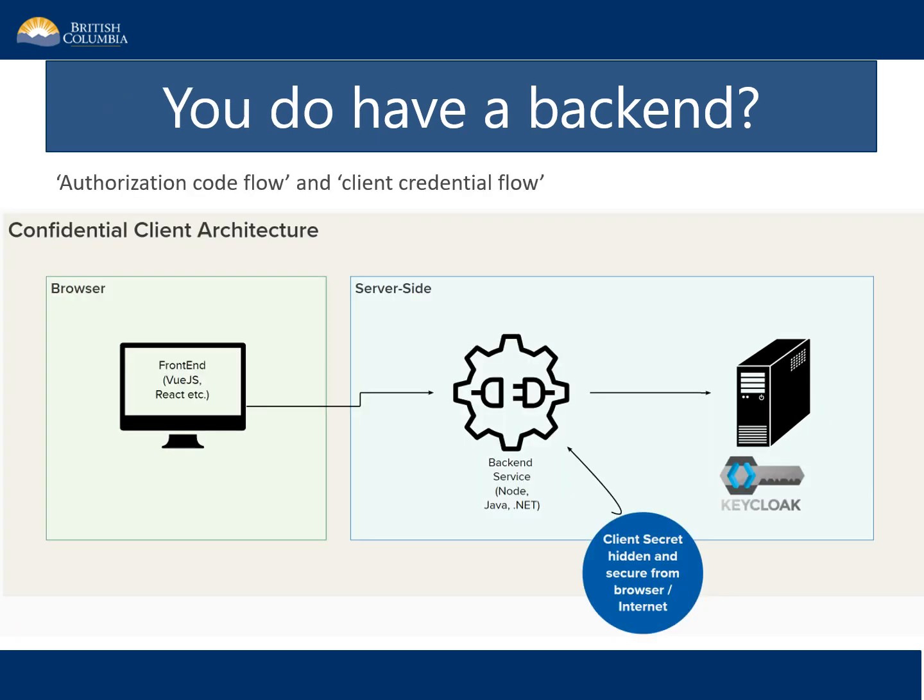However, what if you do have a backend? In this case, a confidential client architecture is possible. Here we'll look at the authorization code flow and the client credential flow. As you can see, the front end talks to your backend server. That backend server is able to hold a client secret and keep it secure from both the browser and the internet. That server then talks to the authentication server, or Keycloak.